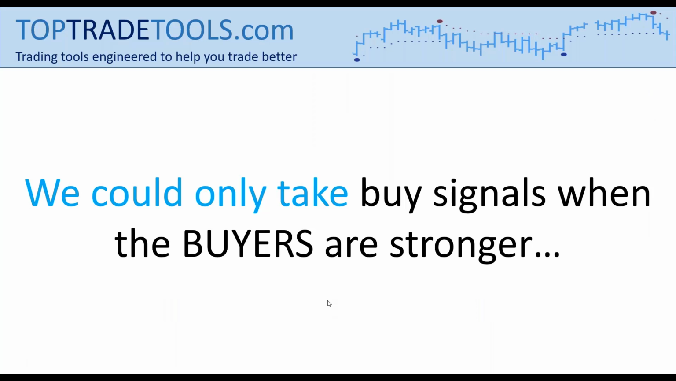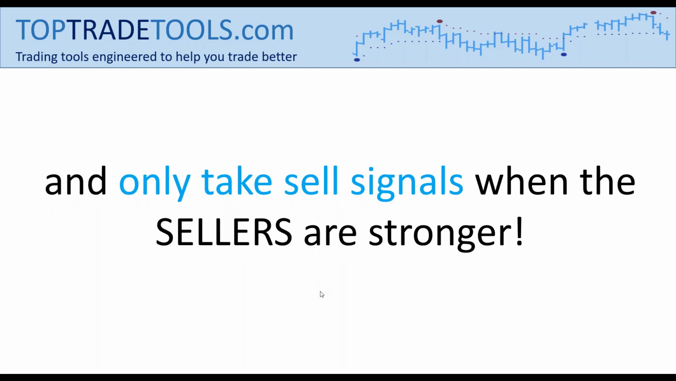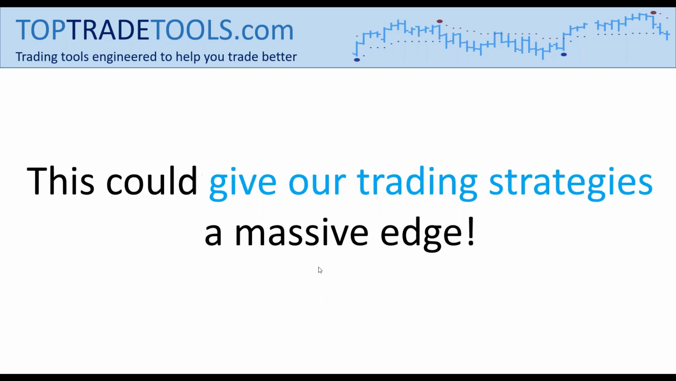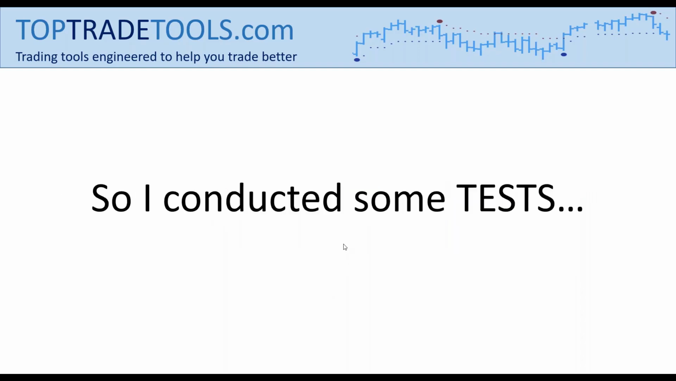So we can only take buy signals when buyers are stronger, and the bar is green. That's part of our rules here. And only take sell signals when sellers are stronger, and my bar is red at the bottom. Taking the same 20-hour period as well. I'm not optimizing this stuff. This could give our trading strategies a massive edge potentially. So I conducted some tests here to figure out, can this help us trading as a very powerful filter?